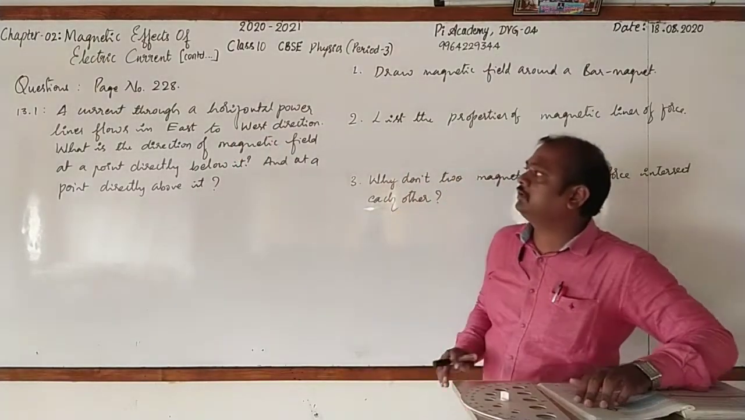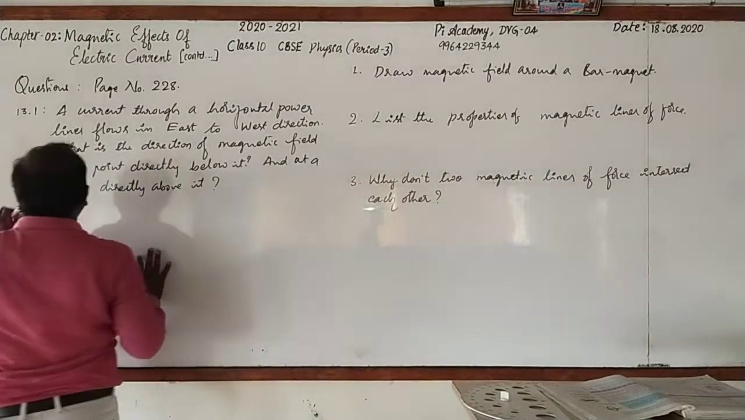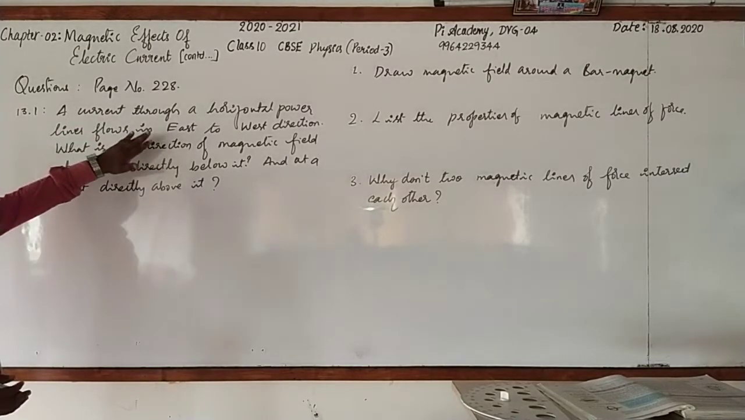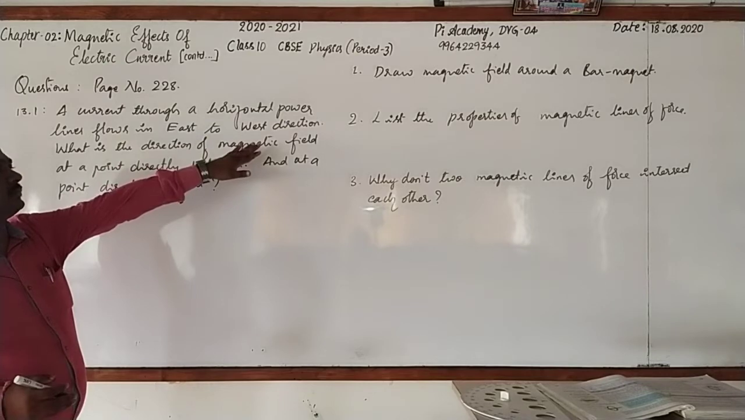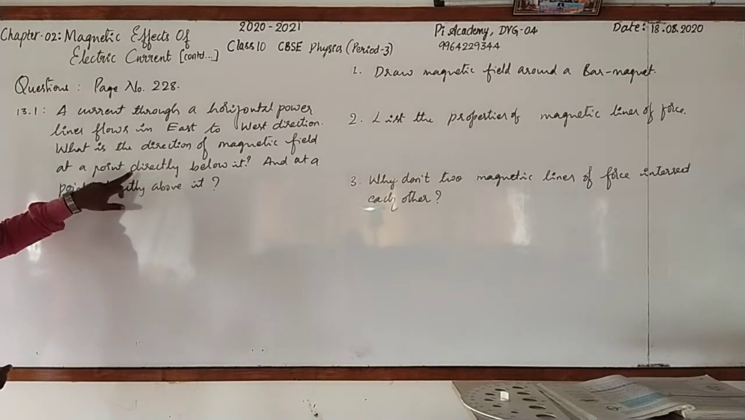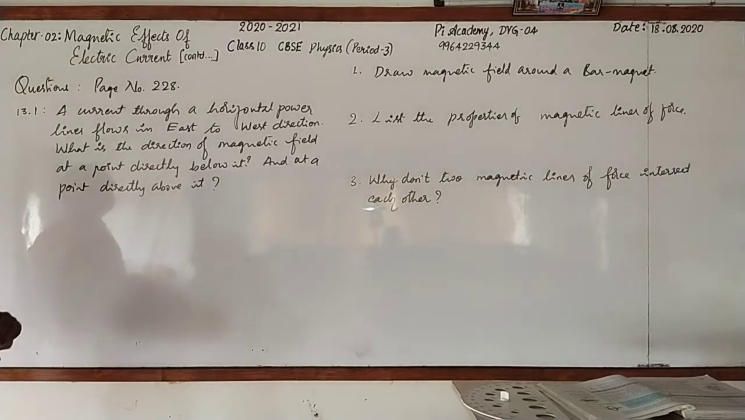Observe, here I have written the textbook questions on page number 228. First one is like this. A current through a horizontal power line flows from east to west. What is the direction of the magnetic field, nothing but magnetic field lines, at a point directly above it and at a point directly below it?